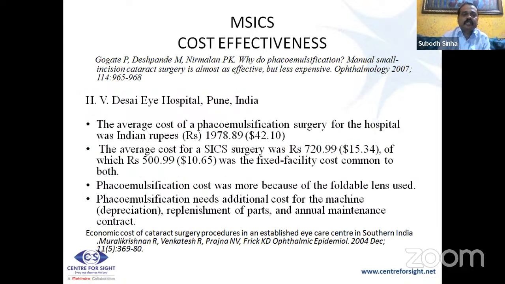Then obviously the cost was more in case of phacoemulsification, basically due to the fact that manual small incision cataract surgery is done with a rigid lens, and a foldable lens costs more, and at the same time acquiring the machine and its maintenance definitely have some cost.